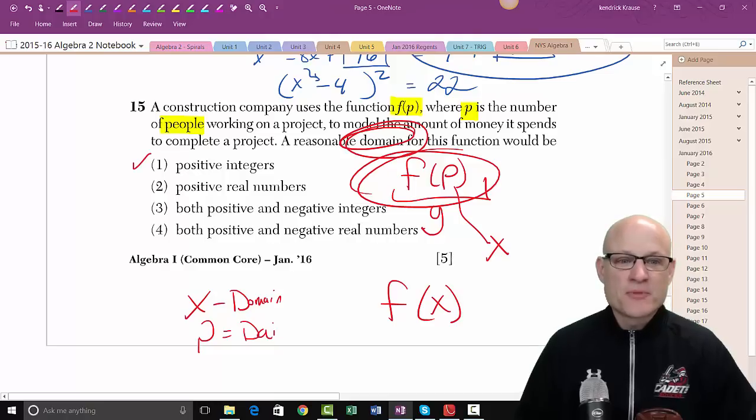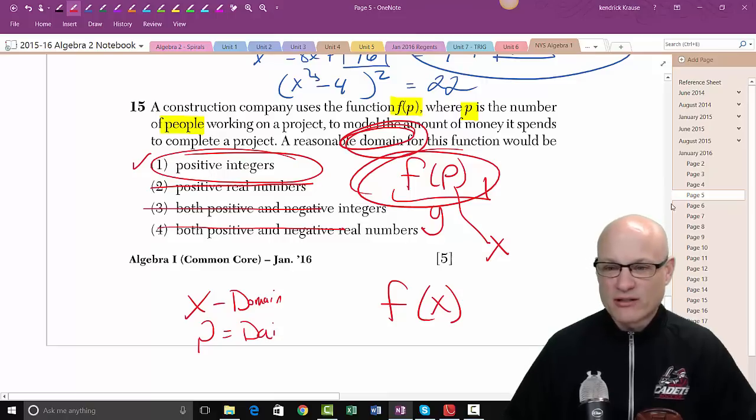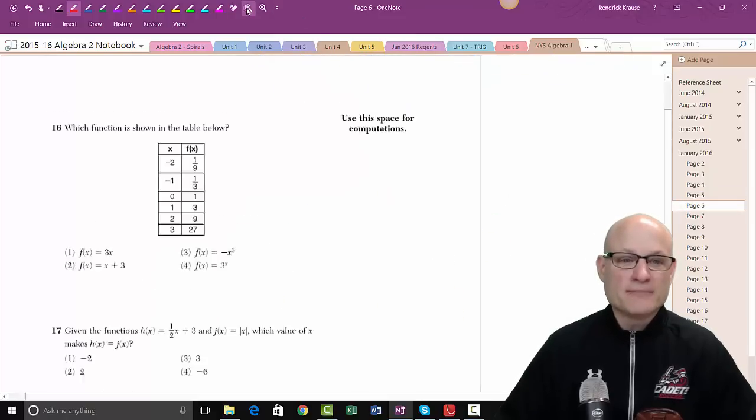Positive real numbers? I don't think we can have 8.2 people. Positive and negatives? Can't have negative people. Both positive and negative? Can't have negative people. So the answer is positive integers. That should have been a relatively straightforward problem, kids. All right, moving on.